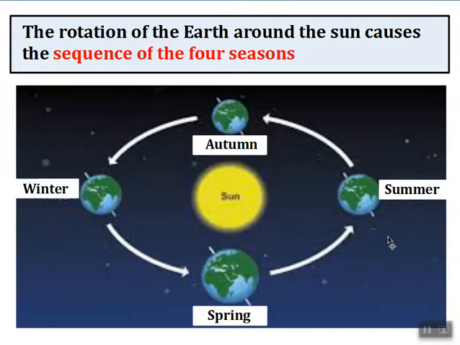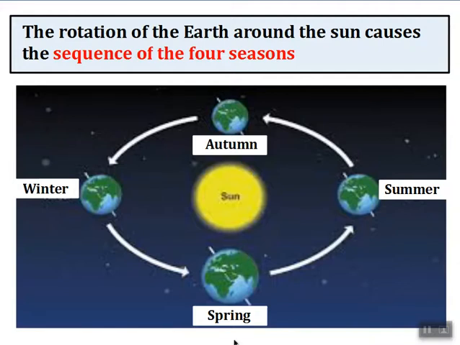This happens because the earth is changing its position relative to the sun. Sometimes it's closer to the sun, sometimes it's farther. So the position of the earth from the sun results in the temperature on earth, or the season of the earth. So every 1 year there are 4 seasons that occur: summer, winter, autumn, and spring.